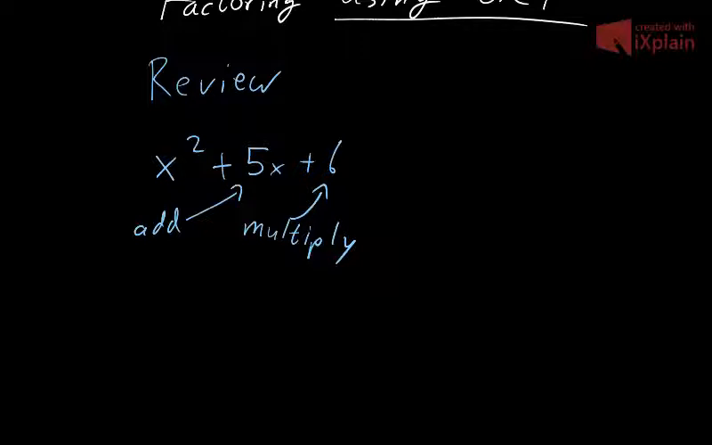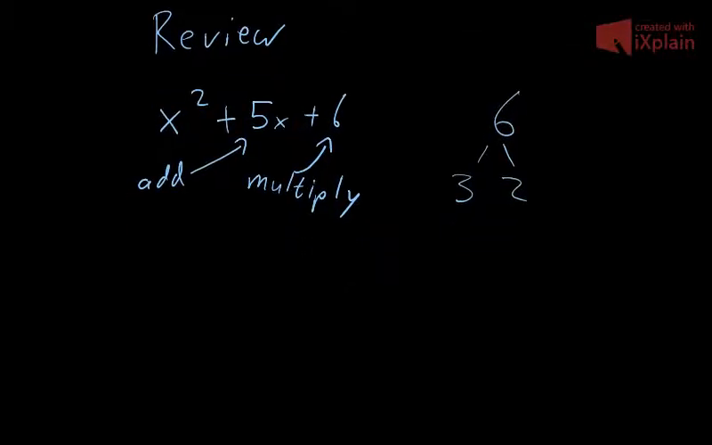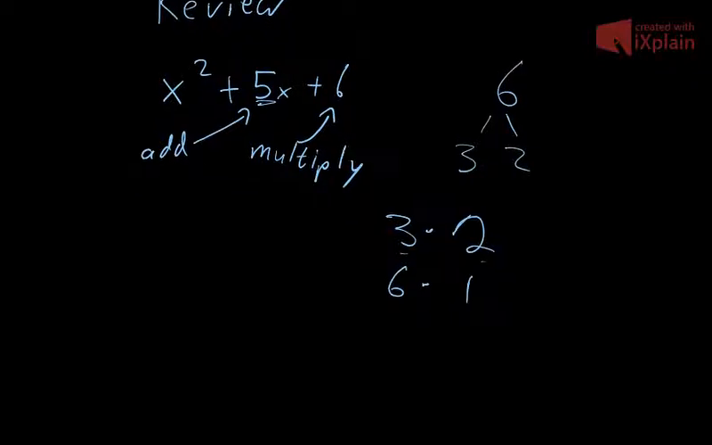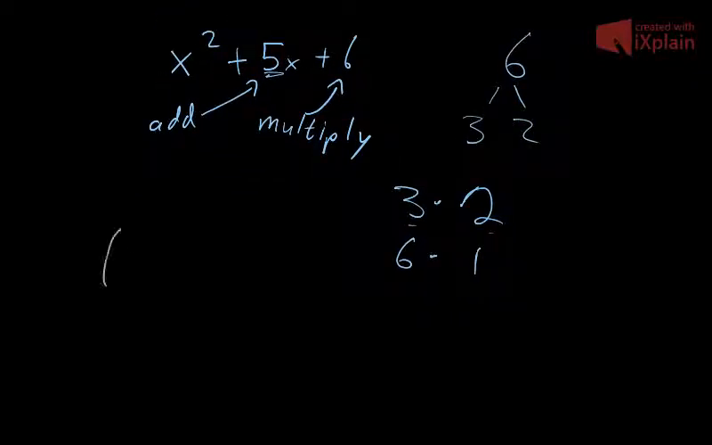If we can't figure it out right away, I'd make a factor tree of my 6 here. Figure out I got a 3 and a 2. And so my possibilities would be either 3 times 2 or 6 times 1. 6 plus 1 is 7. I want a 5. 3 plus 2 is 5. That's what I want, so that's what I'm going to use. And then I can figure out that my factor would be x plus 3 times x plus 2.